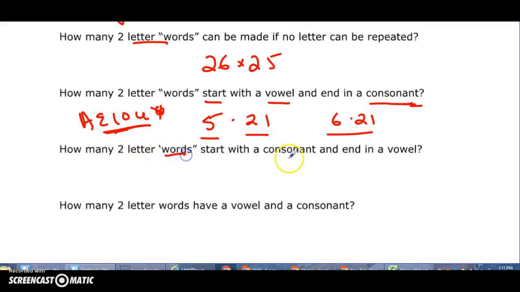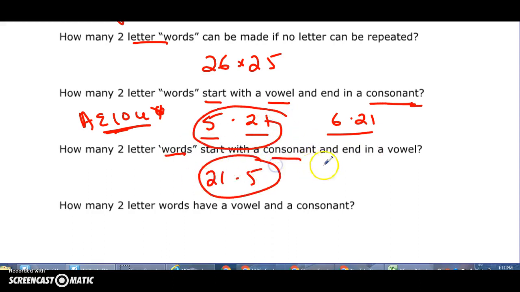How many words start with a consonant and a vowel? So again, whatever you assumed a consonant and vowel is, you do things backwards here, you get the same number. Okay, it's kind of neat. How many two-letter words have a vowel and a consonant? So how would this work? This is a good question.